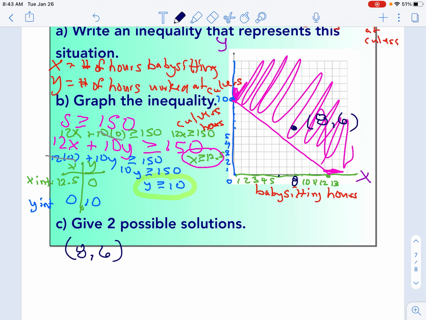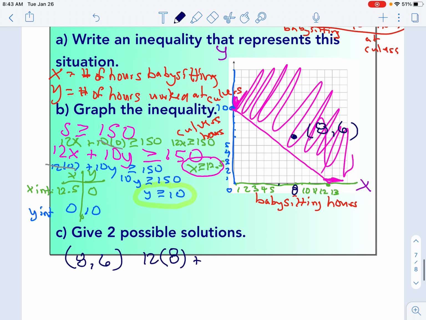Okay, but let's check it out. 8 stands for the number of babysitting hours. So if I take 8 hours times the $12 I get paid, and then I add in the $10 times the 6 hours that I worked at Culver's, is that greater than or equal to 150? And 12 times 8 plus 10 times 6, or 60, gives us 156. So $156 is greater than or equal to 150.